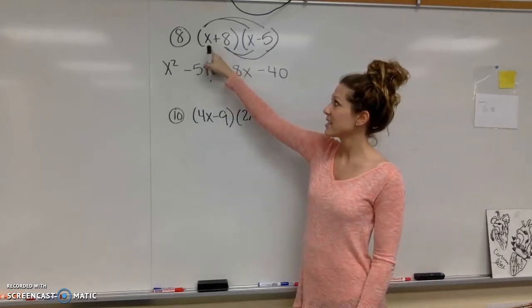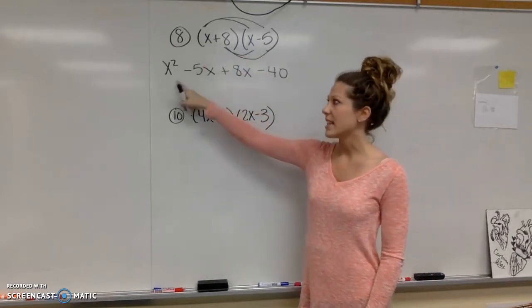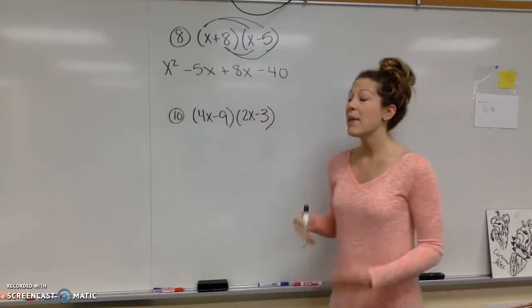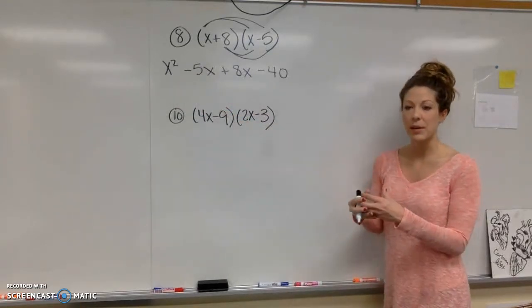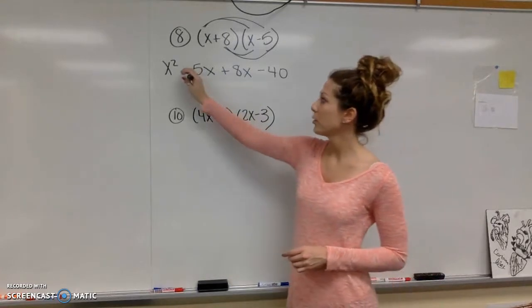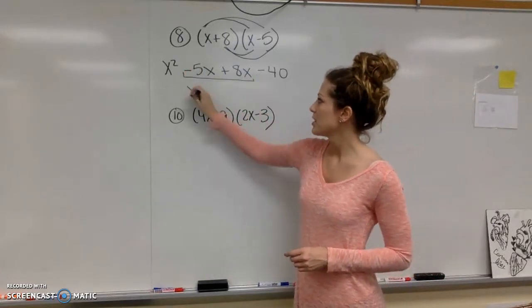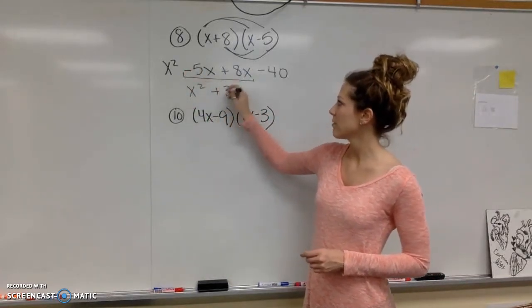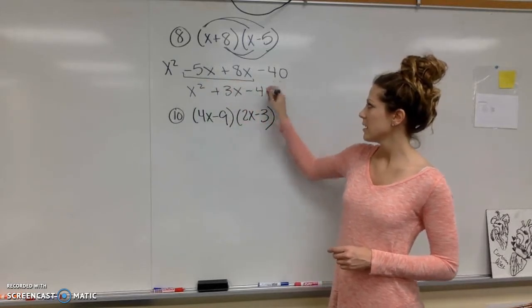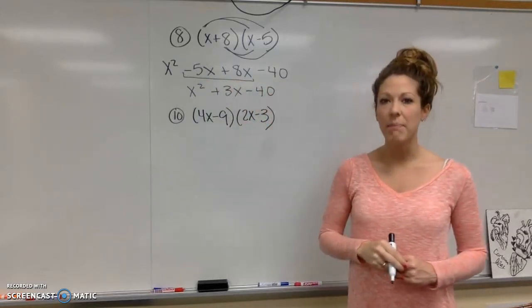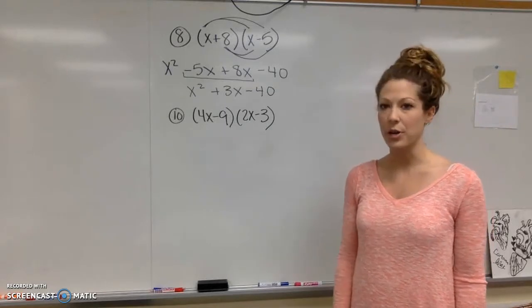So this is like saying x to the first times x to the first, and that's how we got an x squared there. And then we go back through and we combine like terms that we have. And normally your middle terms will be like terms. So when we combine those, we get a positive 3x. So our final answer is x squared plus 3x minus 40.